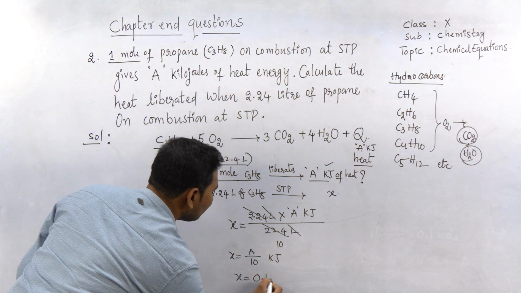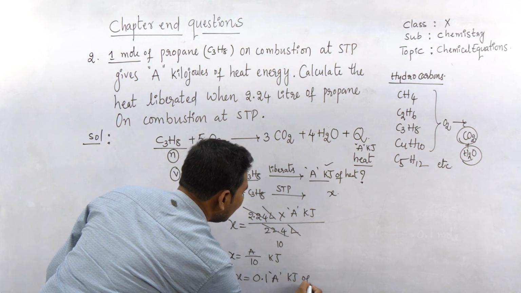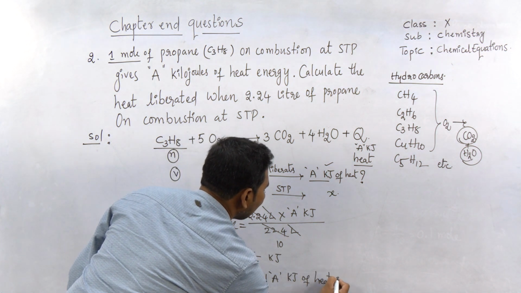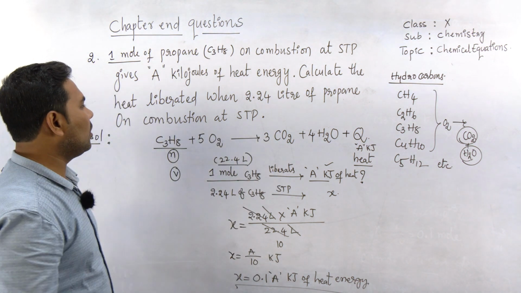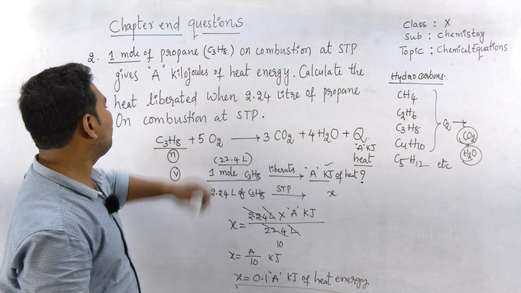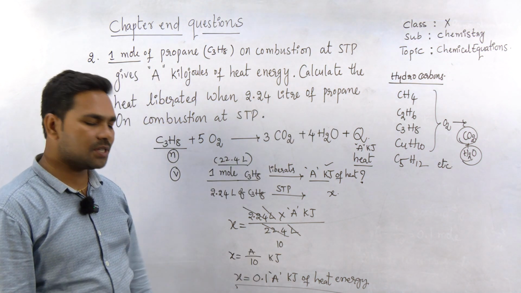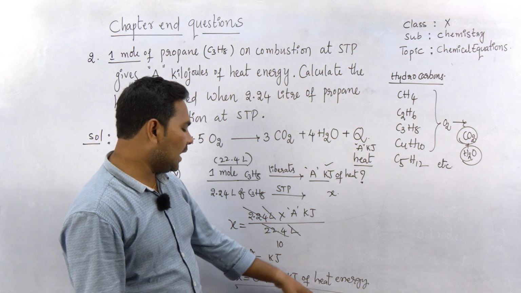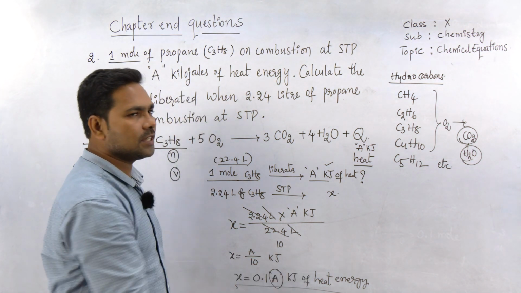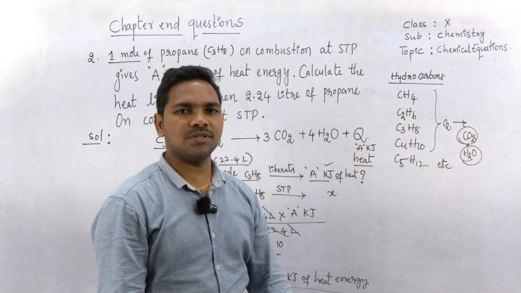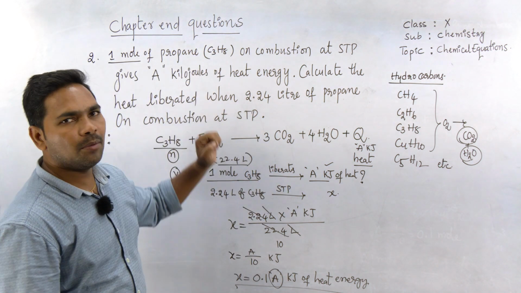It's 0.1 A kilojoules of heat energy liberated, heat energy produced, on combustion of 1 mole of propane, like 22.4 liters of propane. When it undergoes combustion, it produces 0.1 A kilojoules of heat energy. If you know the exact value of A, we can also express the amount of heat energy produced. This is one of the different types of questions in chemical equations.